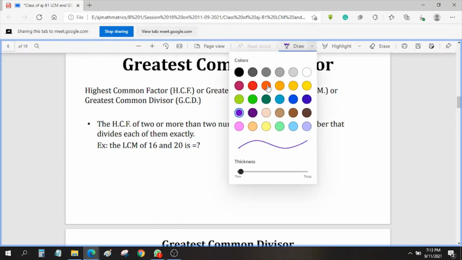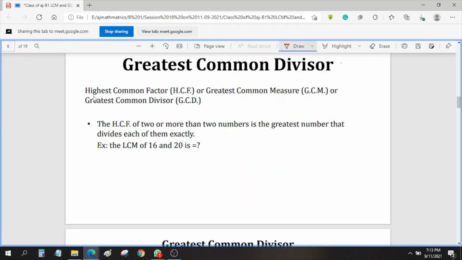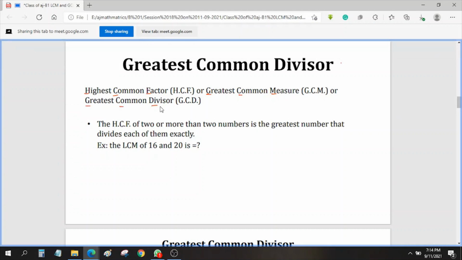So divisor means what? A factor, the highest common factor. We also call this HCF. Few authors call it HCF, few authors call it greatest common measure, and few authors call it GCD. So anything is the same: HCF or GCD or GCM. The HCF of two or more numbers is the greatest number that divides each of them exactly. So this is HCF.